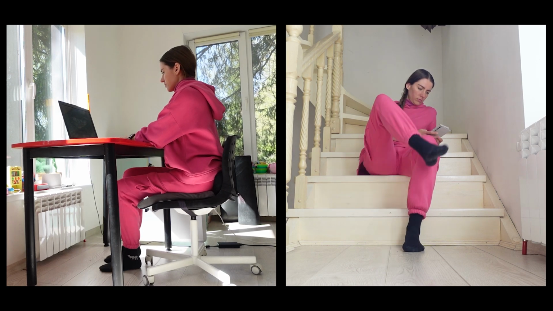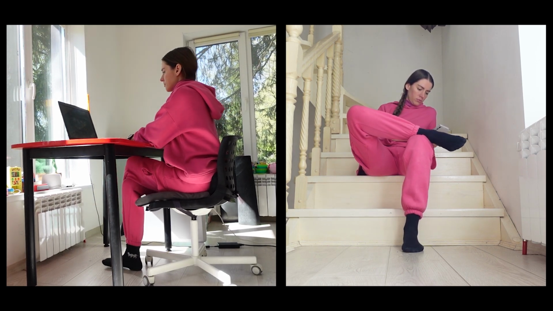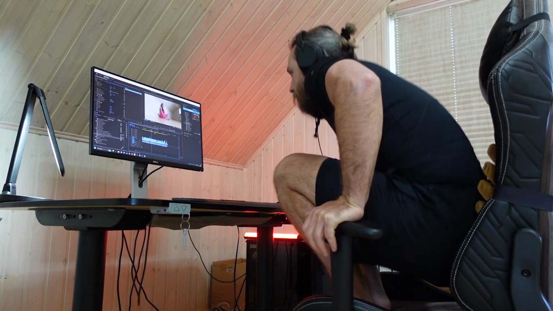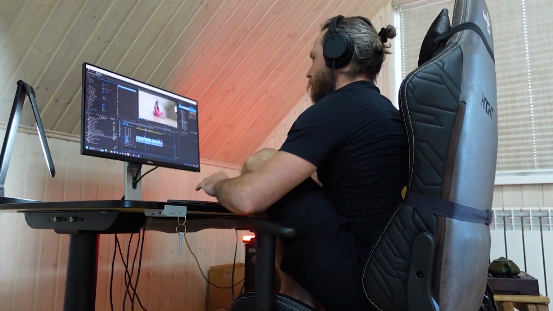When you are sitting, do not cross your legs or place one leg over the other. When sitting in a chair at a desk or in a car, avoid positions with sharp bending of the hips.